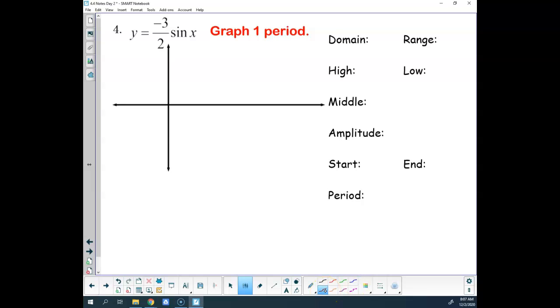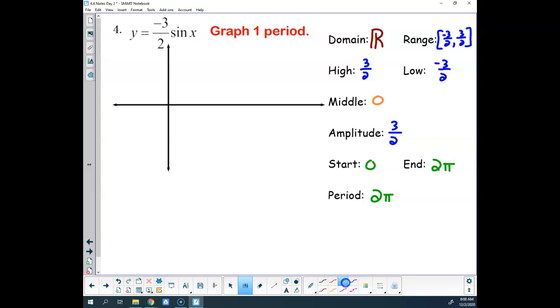Domain. All real numbers. Always going to be all real numbers as long as we're dealing with sines and cosines. Middle: 0. That's where we start. Amplitude: 3/2. So that means my high value is going to be 3/2, my low value is going to be -3/2, and so my range is -3/2 comma +3/2. Start: 0 and 2 pi, period.